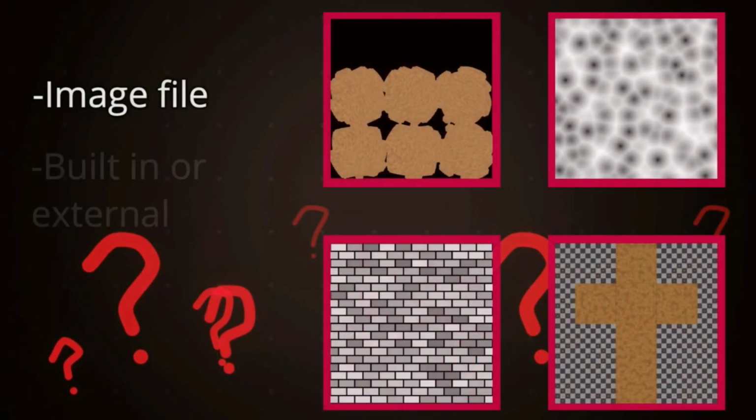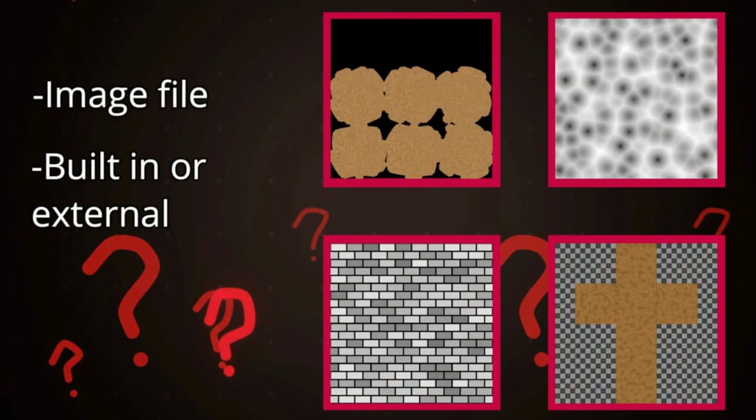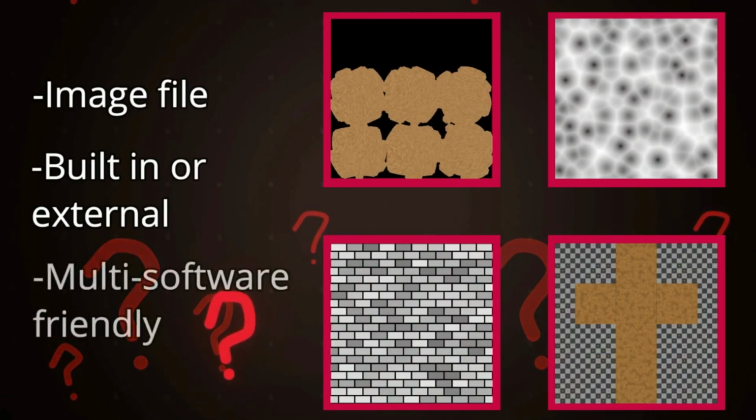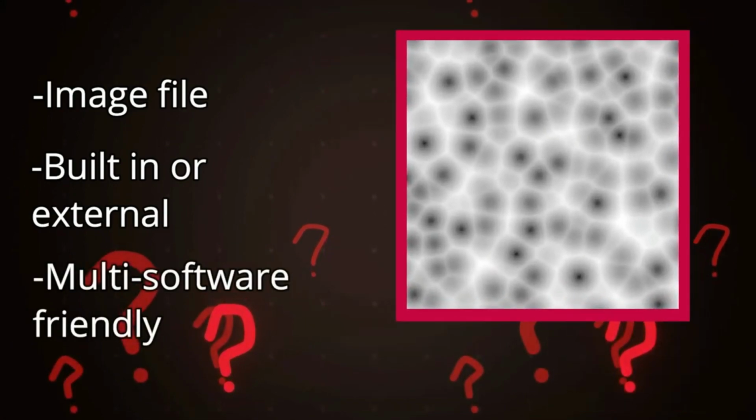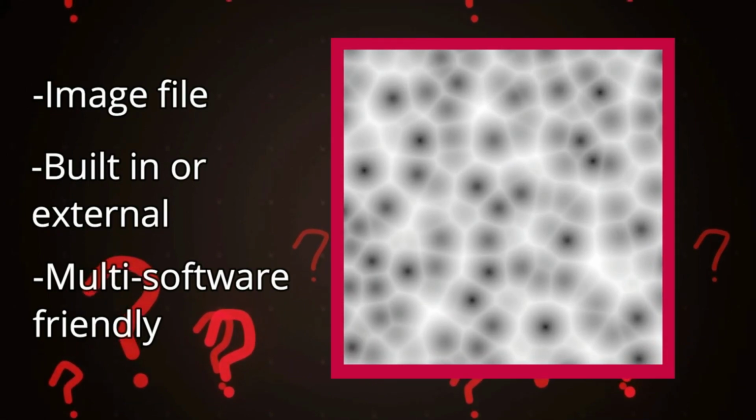What is a texture? A texture is an image, whether built into Blender or external, which we can use over multiple types of software to edit certain parameters of a shader. Today we used the Voronoi texture to edit the appearance of our base colour with the help of the colour ramp.